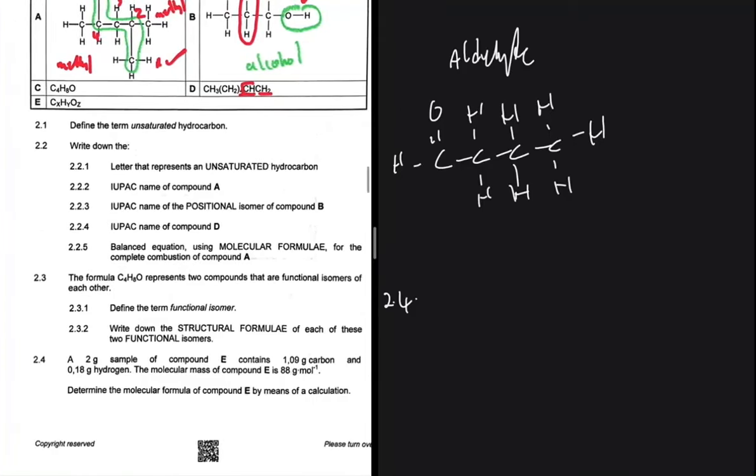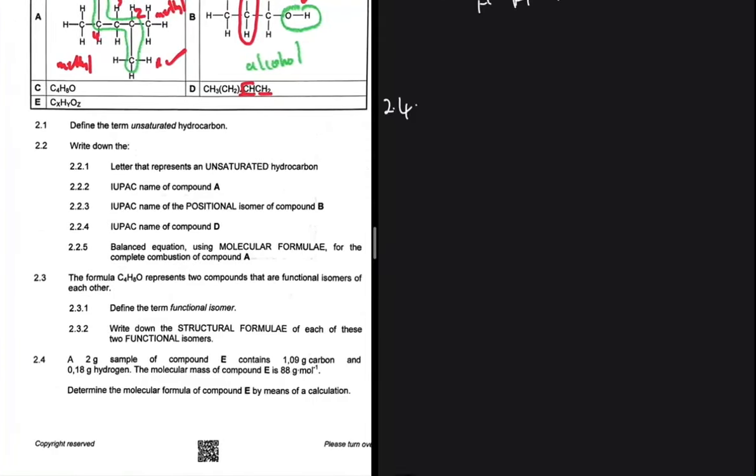So for compound E, what do we have there? We have CxHyOz, right? So we need to determine the molecular formula. What is going to be our first step? We have the masses, right? The first step is to calculate the number of moles, so let's do that first, and then we're going to carry on with that conversation.